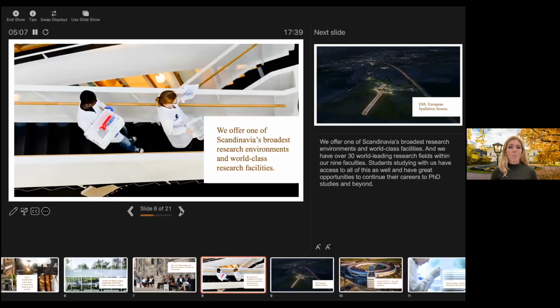Talking a little bit more about the research, I already said that we have a very wide range of courses, and this is the same thing when it comes to research. Because we have 9 faculties and we are such a large-scale university, we offer one of the broadest research environments in Scandinavia, and also world-class research facilities. And there are many different examples of this. We have 30 world-leading research fields at our 9 faculties.